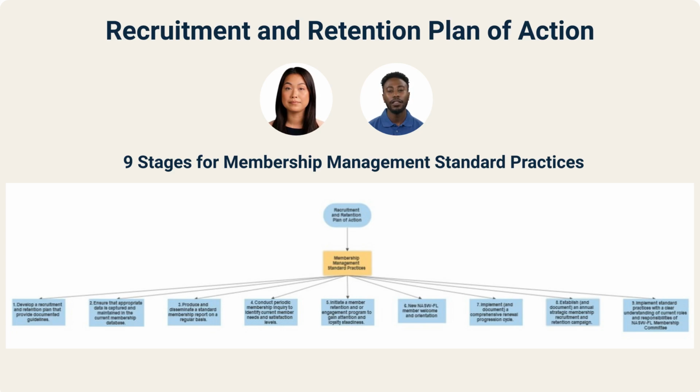7. Implement and document a comprehensive renewal progression cycle that includes retention statistics and renewal series developments. 8. Establish and document an annual strategic membership recruitment and retention campaign that includes membership prospects and campaign development. 9. Implement standard practices with a clear understanding of current roles and responsibilities of the National Association of Social Workers of Florida Membership Committee, which include primary lead, membership chair, secondary lead, membership committee members, project leads, the National Association of Social Workers of Florida unit chairs and volunteer leads, and NASW FL unit membership committee.